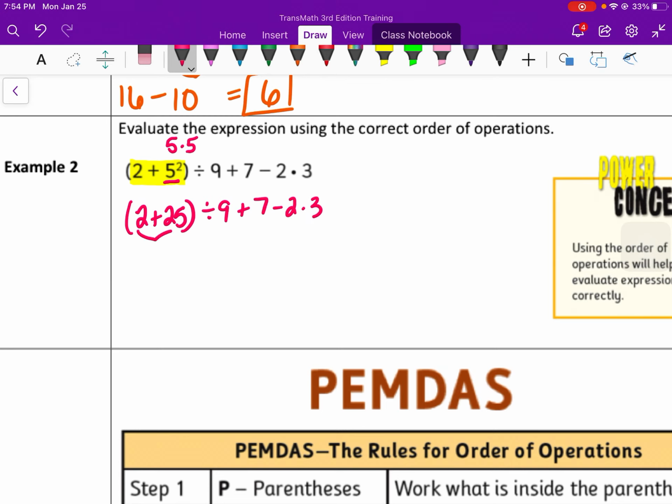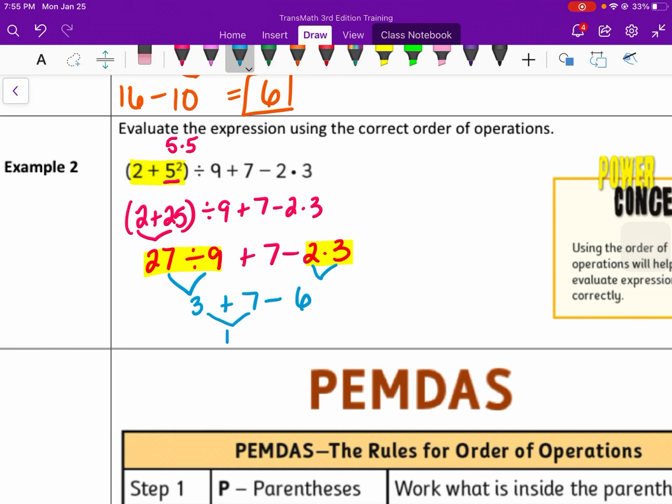Then 2 plus 25 is 27, divided by 9 plus 7 minus 2 times 3. Then we're going to do multiplication and division before addition and subtraction from left to right. So you'll do the 27 divided by 9, and then you'll do the 2 times 3. 27 divided by 9 is 3, plus 7 minus 2 times 3 is 6. I figured that out in the same step, but I worked from left to right. And then left to right again. So you start on the left, 3 plus 7 is 10. Then 10 minus 6 is 4.